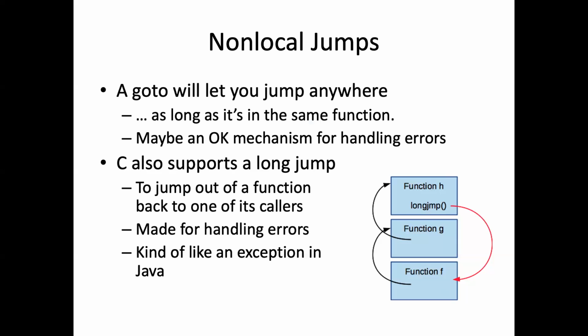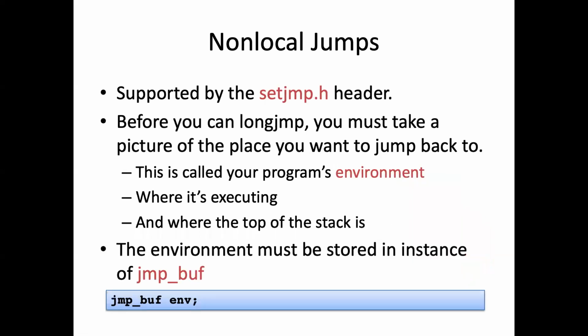To do this, we have to be able to mark a place that we want to jump to. That's kind of like a try block in Java. We need to be able to say, if anything goes wrong, you need to jump back to here. And part of doing that is declaring a variable of type jmp_buf. Sorry, I may have skipped the header for this. Yeah, there it is, at the top of the slide. setjmp.h defines a type jmp_buf. It's usually called an environment, and it's like a picture of where you are on the stack.